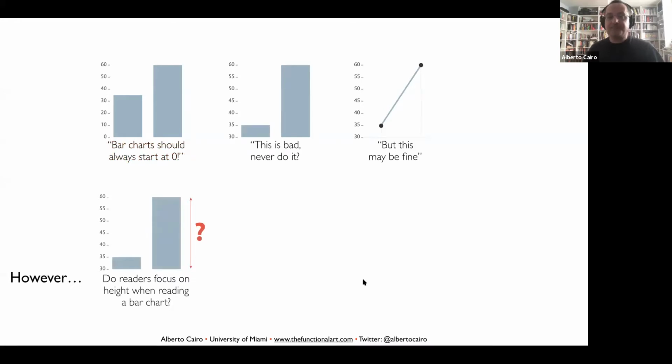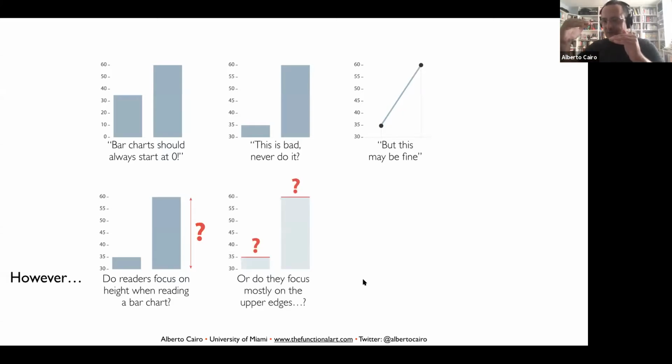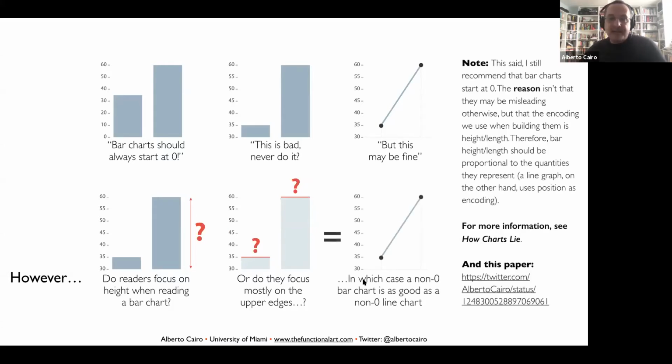However, we need to ask ourselves, do readers focus on the height of the bar when reading a bar chart, in which case, never truncate a zero baseline, never take away the zero baseline? Or do they focus more on the upper edge of the bars? Because if they do that, then the bar chart is actually not better or worse than the line chart, because what they are actually comparing is the relative position of those two objects, not the mass of the object itself, in order to estimate the sizes. So if that were the case, that will change my mind. It will be a reason to change my advice.